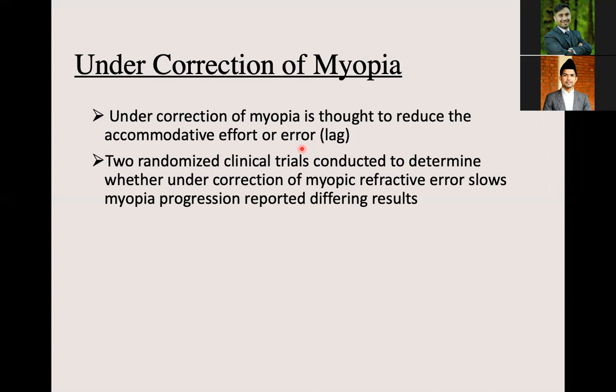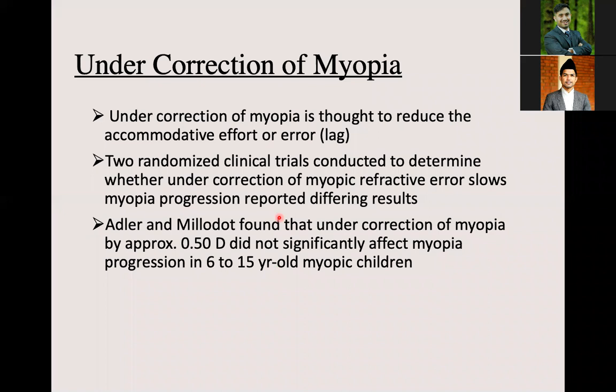And now, two randomized clinical trials conducted to determine whether under correction of myopic refractive error slows myopia progression reported different results. What they found is that under correction of myopia by approximately 0.5 diopter did not significantly affect myopia progression in 6 to 15 year old myopic children. That means one study has found that if we undercorrect myopia by 0.5 or more, it has less significance in myopia progression control.